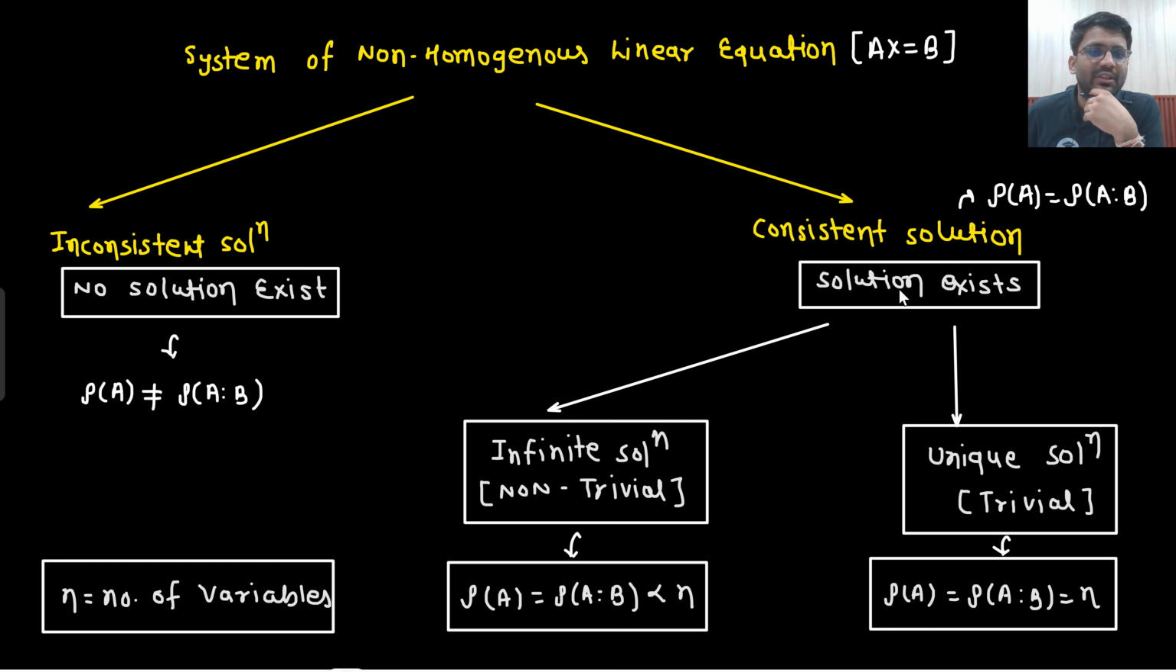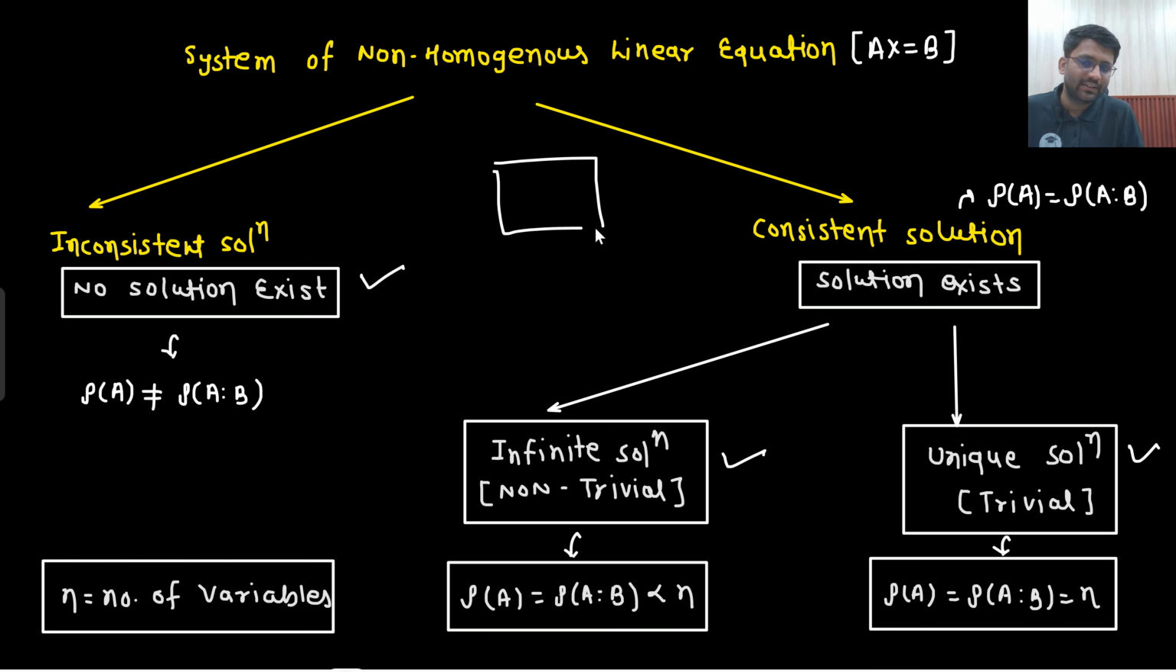System of linear non-homogeneous equations. Consistent solution, inconsistent solution. What is the meaning of inconsistent solution? No solution exists. So there could be only three kinds of solution: no solution, or infinite solution, or unique solution. I give you a system of equations and ask whether the system has two solutions. Is that correct? No. A system can either have one unique solution, or infinite solutions, or no solution at all. It can never have two, three, four or five solutions. Only three things are possible.